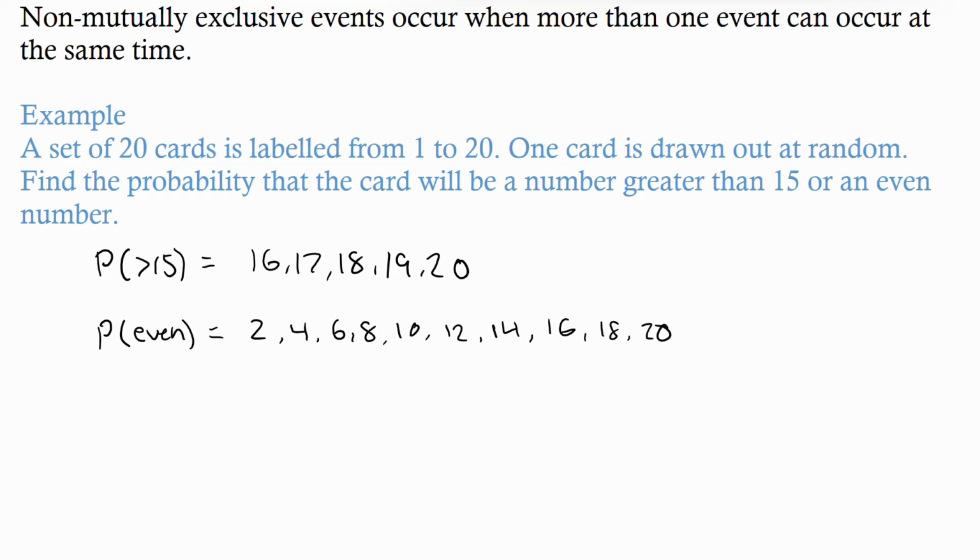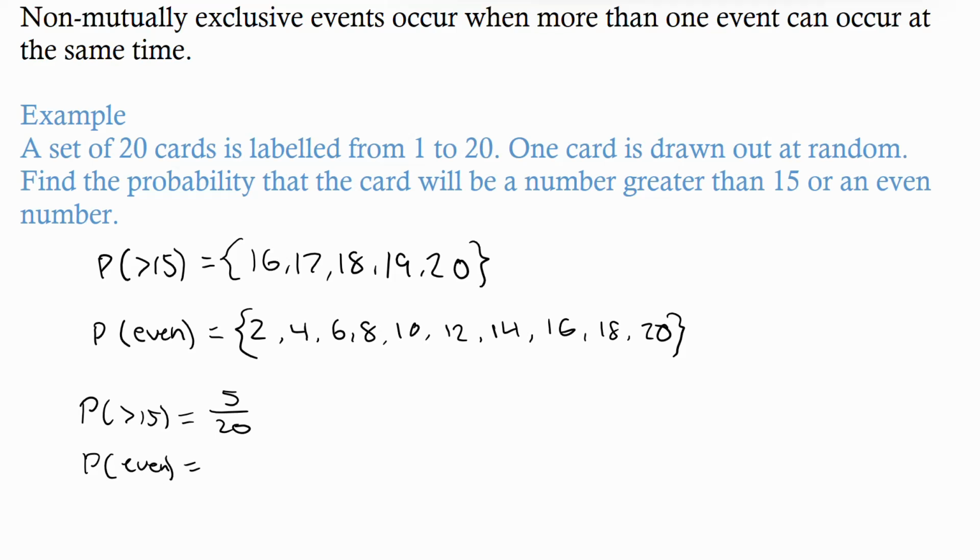So we can find these probabilities. So maybe I'll do this actually. This can be the sample space. So these are my sample spaces. And now we're actually going to find the probability of getting greater than 15. So that's going to be 1, 2, 3, 4, 5 because it's 5 numbers greater than 15 over 20. And then the probability of being even is going to be 10 over 20.